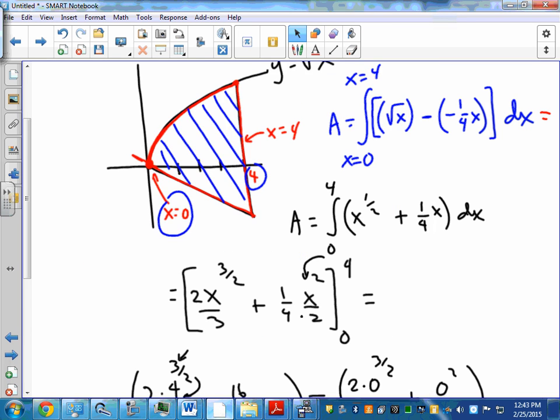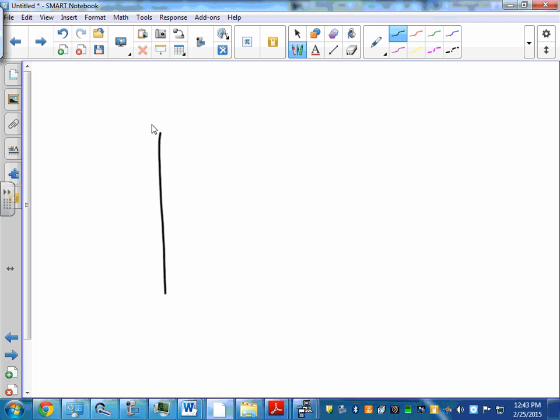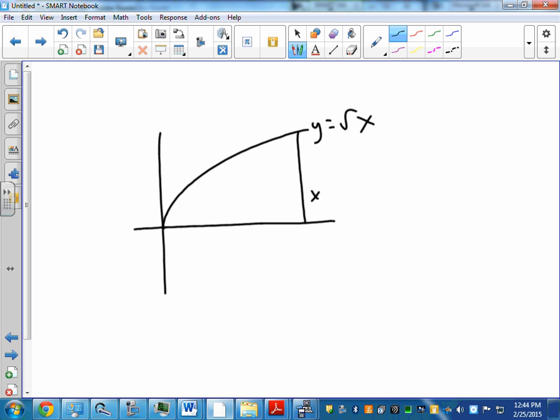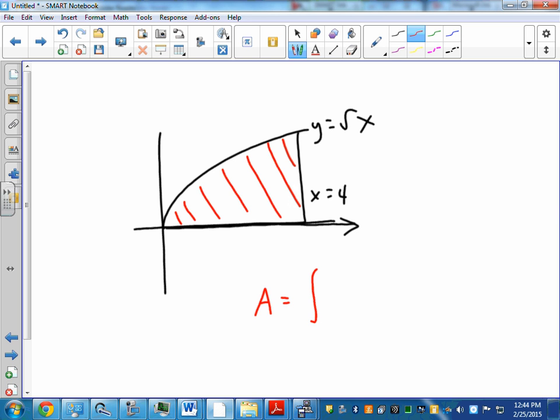Okay, new screen. We have the x-axis, y is the square root of x, and the vertical line x is equal to 4. Here's my x-axis down here. And our task is to simply find the area of this region. Okay, so here we are. The left limit is again 0 and the right limit is 4. This meets over here at 0. This is 4 here. Okay, the top curve is the square root of x.